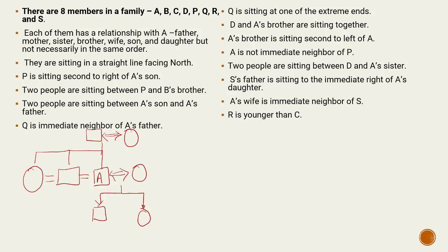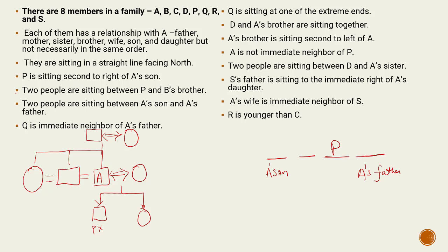Now they're all sitting in a straight line facing north. P is sitting second to the right of A's son. Now this tells me that P cannot be A's son. Okay, so I place A's son at a position. P is sitting second to the right of A's son. Two people are sitting between A's son and A's father. So A's father could be here. You can also try this question by taking A's father towards the left side, but later on it contradicts one of the given data.